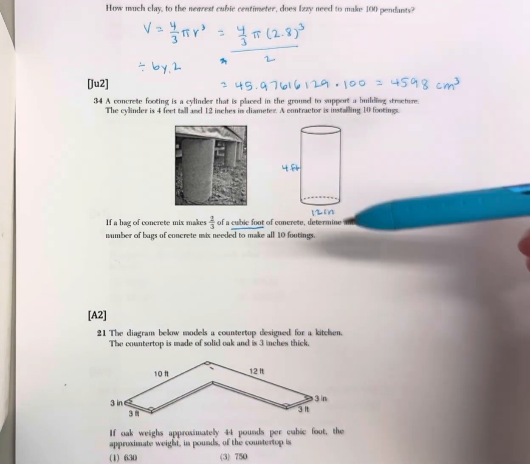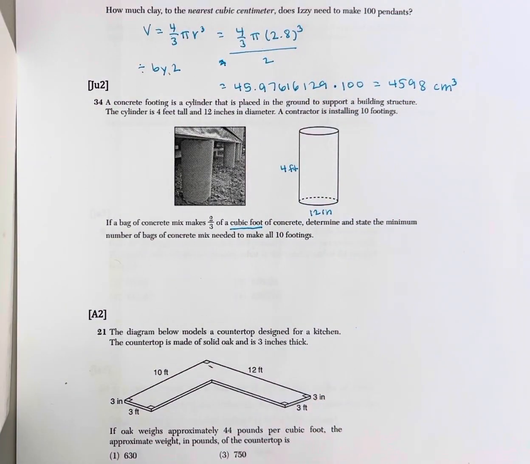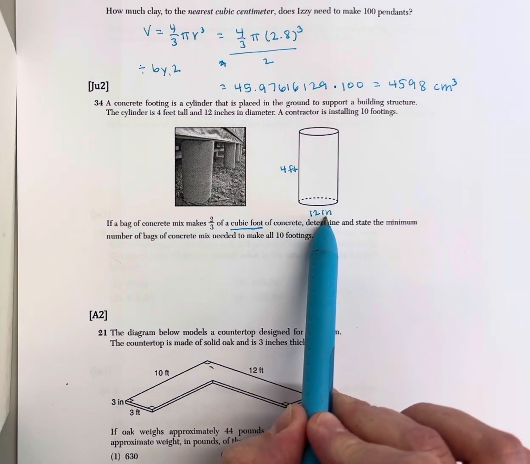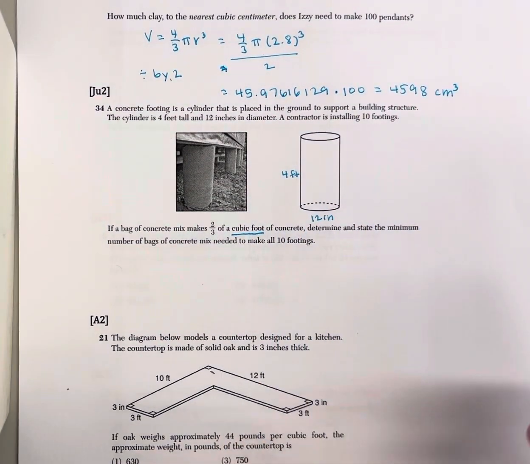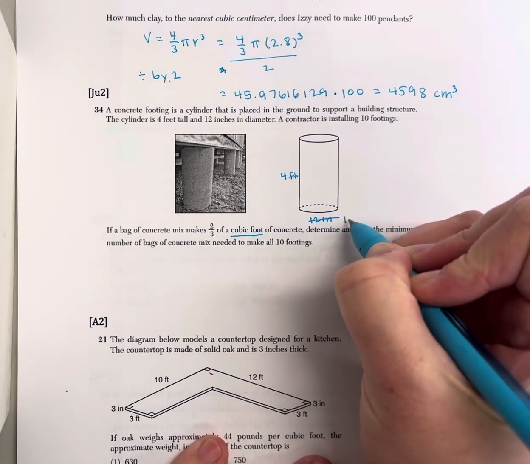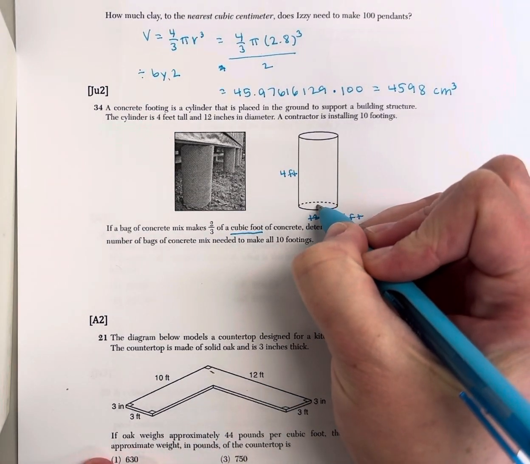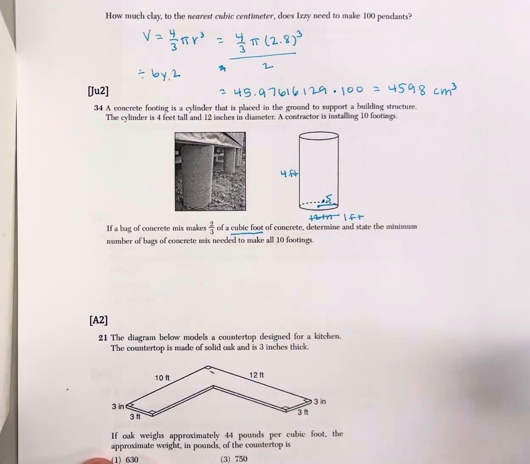So they're making 10 of these, and we want to figure out how many bags of concrete you need. Now, since this is in cubic feet, we want these to be in feet as well. This is already in feet, 4 feet. This is 12 inches. Let's call it 1 foot. Okay? Which means that the radius is going to be half a foot. 0.5 is what I'm writing right here.